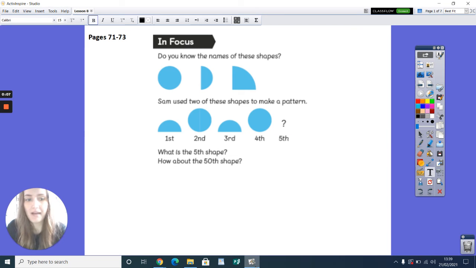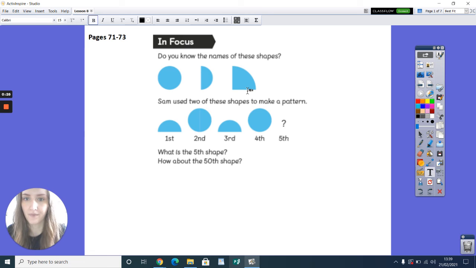Okay, today we are carrying on with shape, and we are on lesson 8. The page numbers you need are page 71 and 73 in your textbook. So I want you to pause the video. I want you to look at these 3 shapes, and with your adult, can you name these 3 shapes?